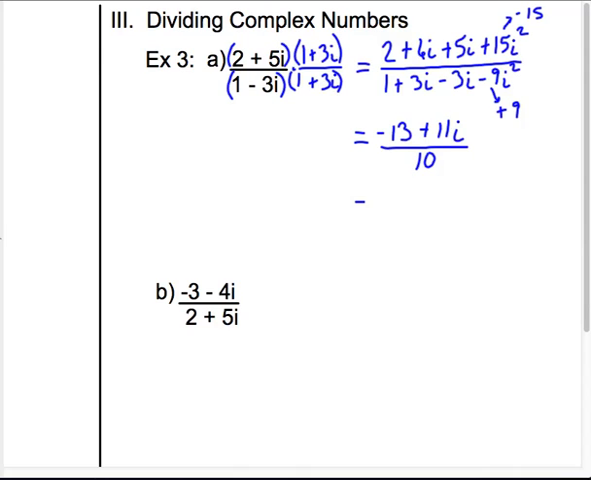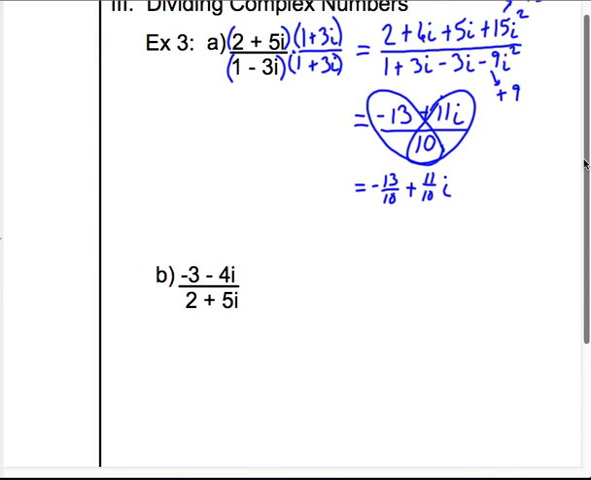To write this in standard form, we would just divide. So our real part is negative 13 tenths. And our imaginary part is 11 tenths i. Standard form, there's no fraction bar. You can have fractions for the real number and the imaginary part, but they're not combined.